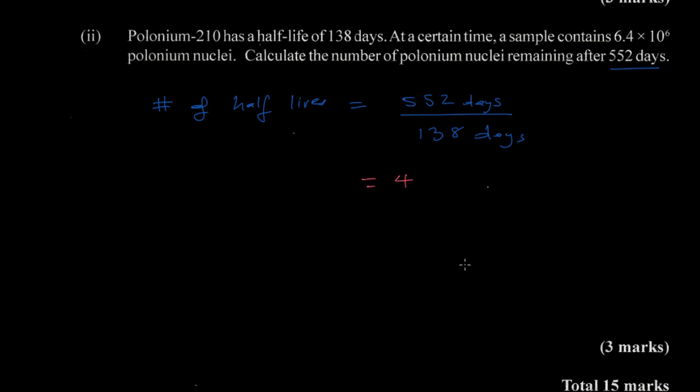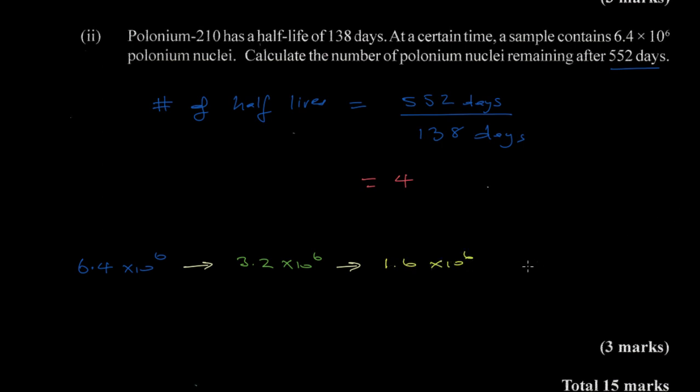taking place. So what we need to do now is to find out how many polonium nuclei would be present. So we're going to start out with 6.4 times 10 to the 6. After 1 half-life, it's going to go down to half of that, which is 3.2 times 10 to the 6. Then after another half-life, it's going to go to half of that, which is 1.6 times 10 to the 6.